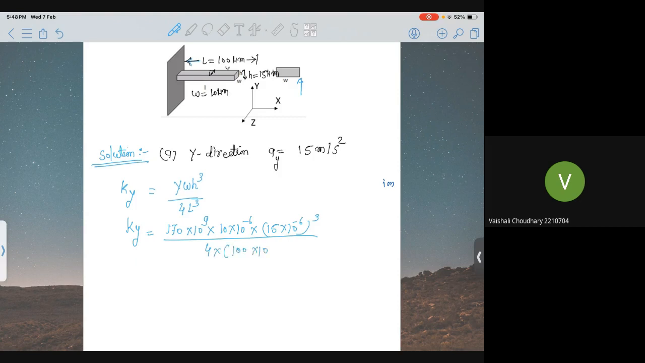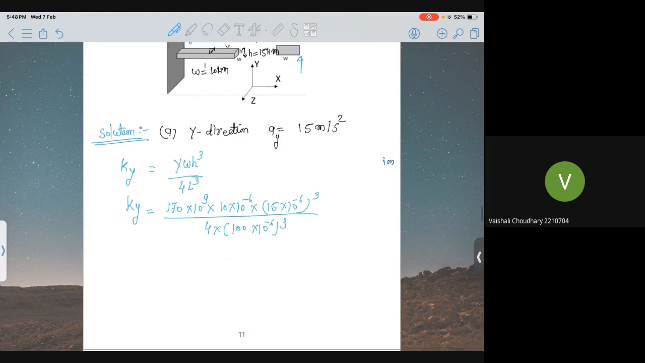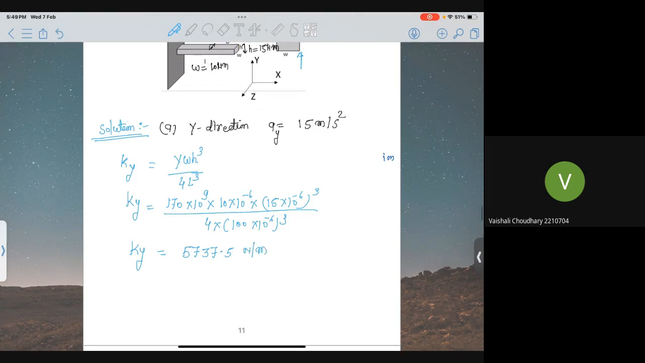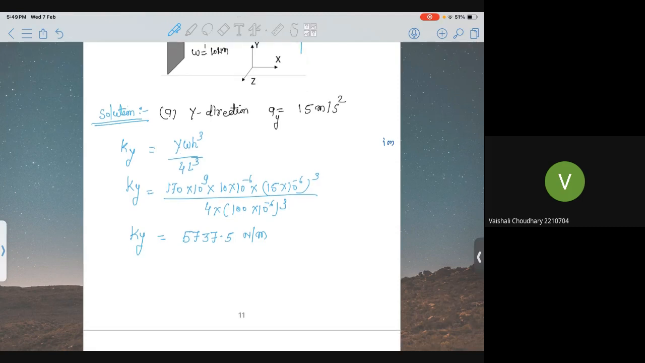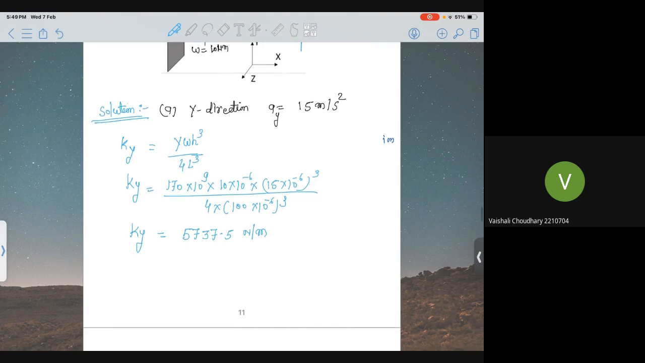So we'll put the values of W, H and L. Now if you solve this mathematical equation, you will get a KY of 5737.5 Newton per meter. You can check this mathematical equation whether this is correct or not. Maybe there might be some problem in calculation.